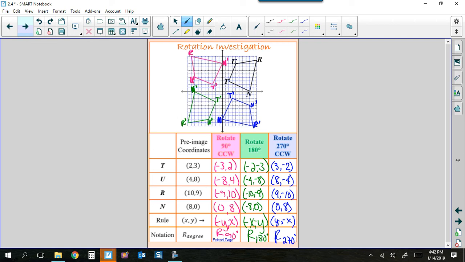So rotations are actually pretty easy once you get the hang of them. For me personally, if it's not asking you for a rule, I don't even use the rule. I just know every time I go 90 degrees, I switch my X and Y. So if I am starting here and I go 90 degrees, I just know whatever this is, my X and Y need to switch and it's going to become this.